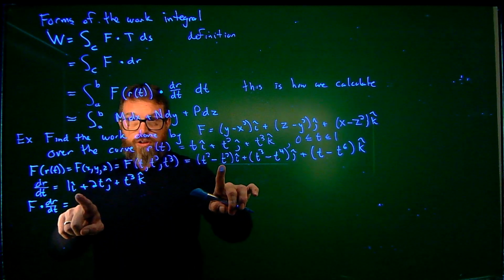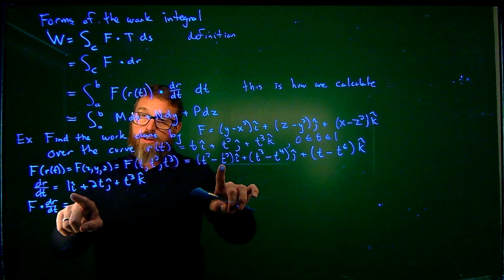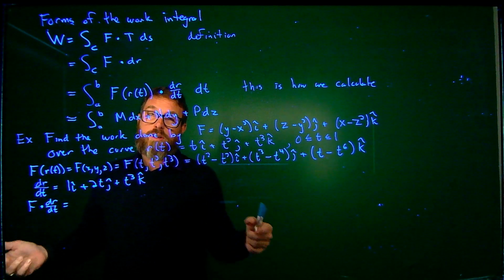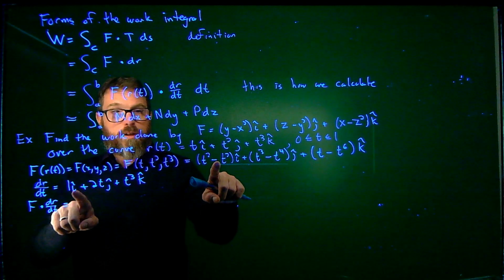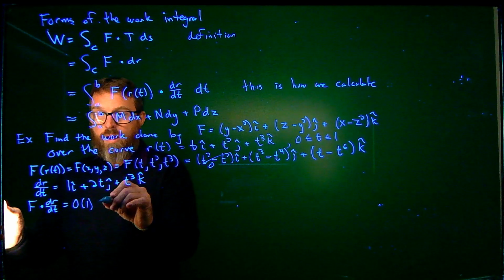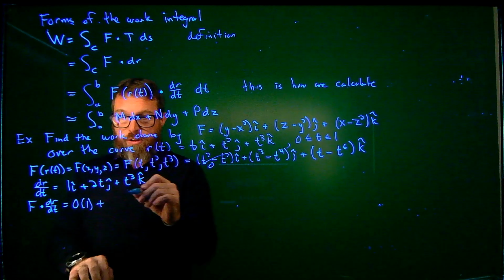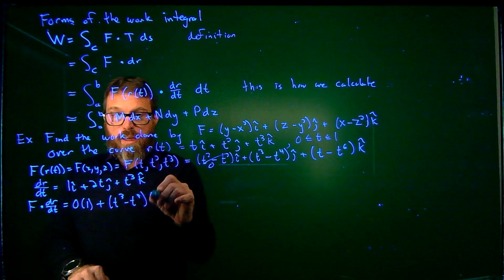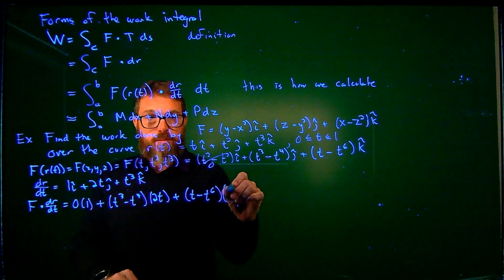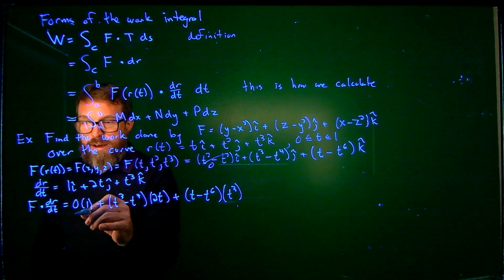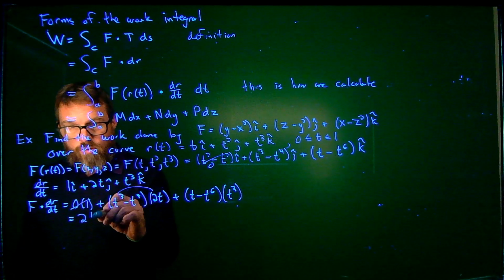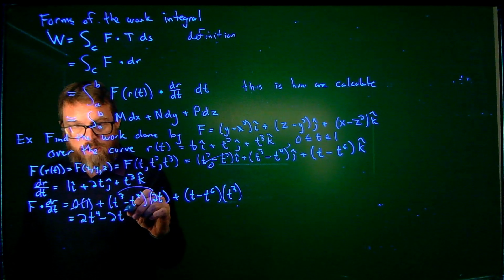So when I dot these two functions, you have to multiply their components and then add them up. So it's the addition of the multiplication of the corresponding components. First we multiply the first components together. This was just 0, right? So this is going to be 0 times 1, plus, multiply the second components together, t cubed minus t to the fourth times 2t. Addition, multiply the third components together, t minus t to the sixth times t cubed. And when we simplify this, that's 0, distributing, so this is going to be 2t to the fourth minus 2t to the fifth.